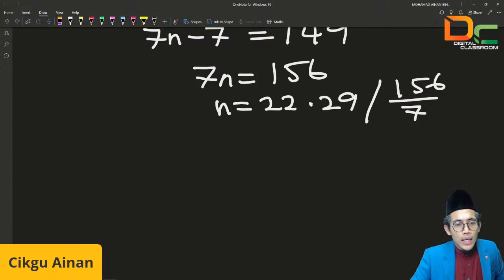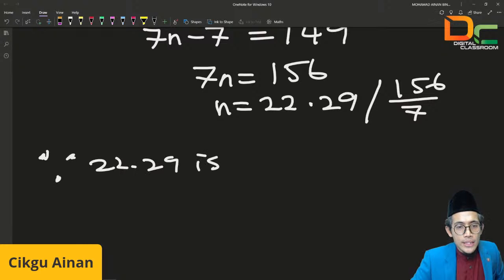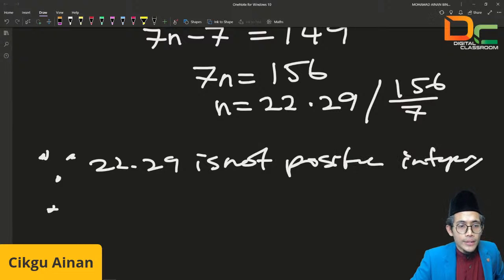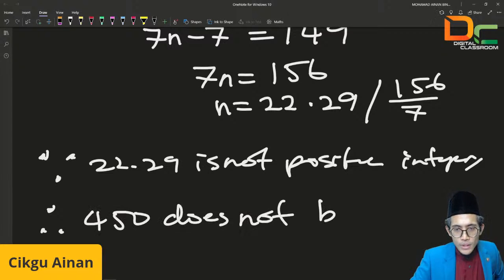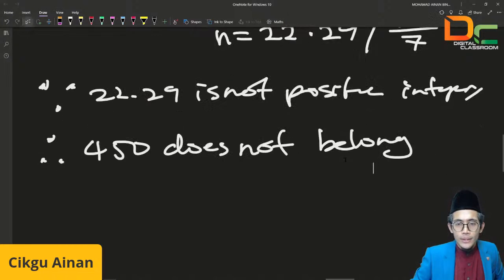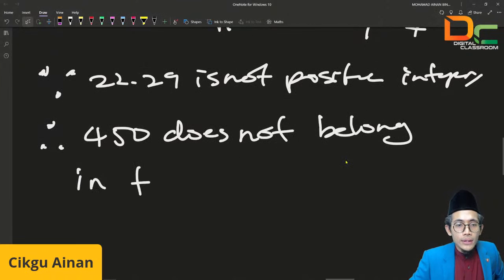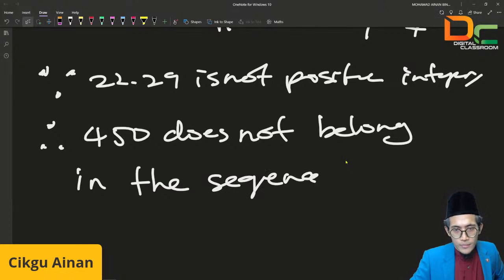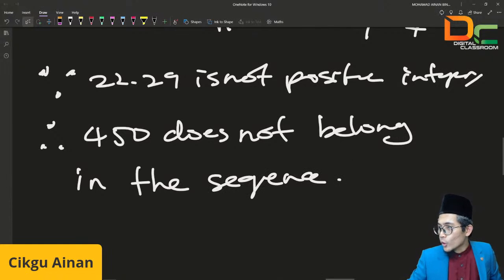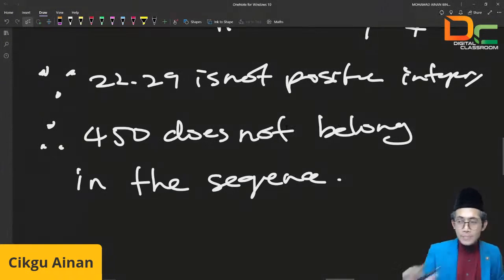Okay. So how to conclude? Since n is not a whole number, 22.29 is not a positive integer. Therefore, 450 does not belong in the sequence. Very good. Ramai cakap cannot. No. Boleh lah. But I made this conclusion for you to understand it better.